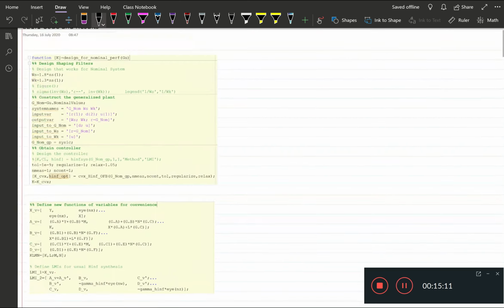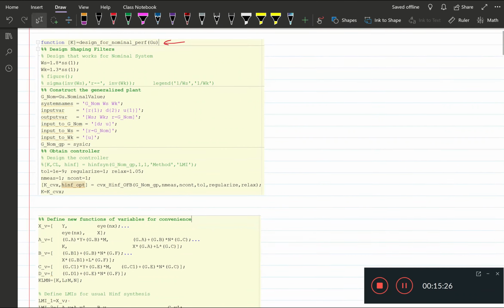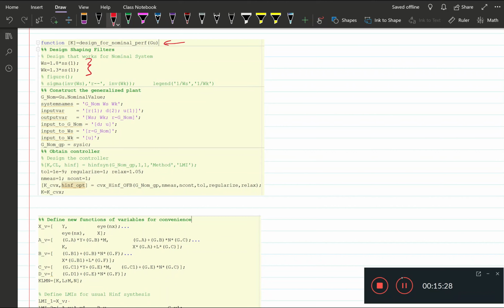So here you see some sections of the code. So first we have a function which designs a controller for the nominal system. We define the WS and the WK, and this should be familiar by now. We define the generalized plant, and we find an H infinity optimal controller here. We could here for the nominal system also use this hinfsyn command to get the controller and the closed loop.